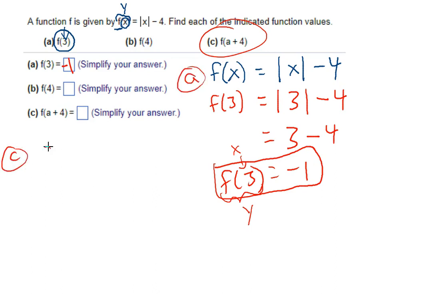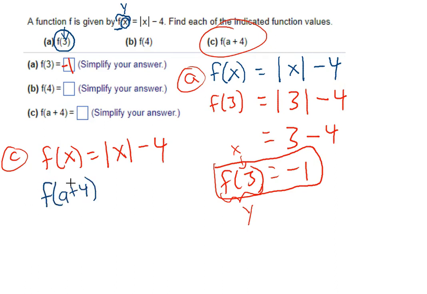For part C, I'll write the function down. F of x equals the absolute value of x minus 4. And what they're asking me to find is f of a plus 4. So whatever they're putting in the parentheses here, that's what they want you to plug in for x. So I'll do the same thing on the right-hand side of this equation. For x, I'm going to plug in a plus 4. And then everything else is going to stay the same. So the absolute value symbol is going to get copied down. The minus 4 gets copied down. And then I would simplify, but nothing here can simplify.